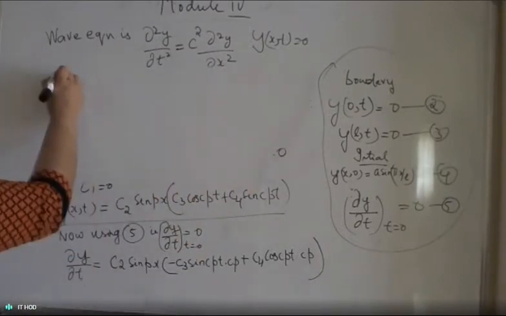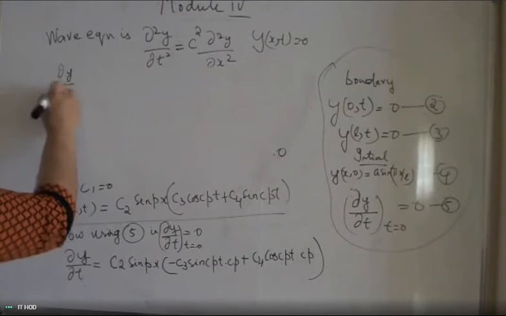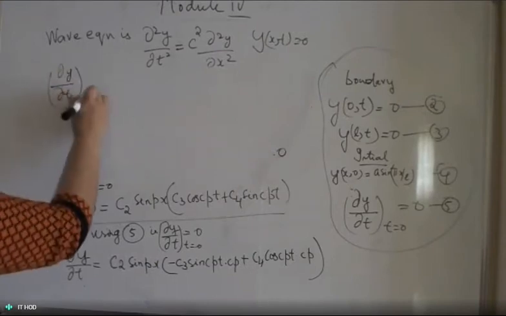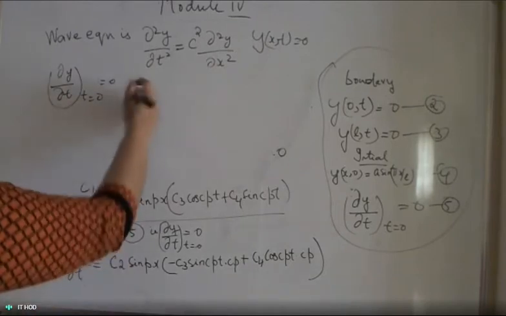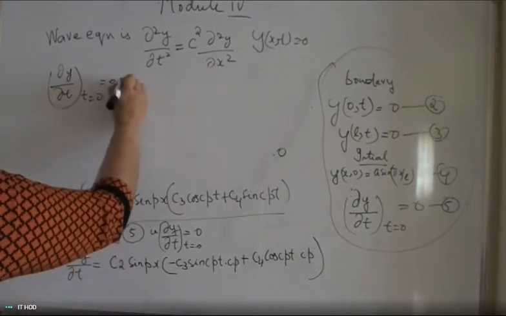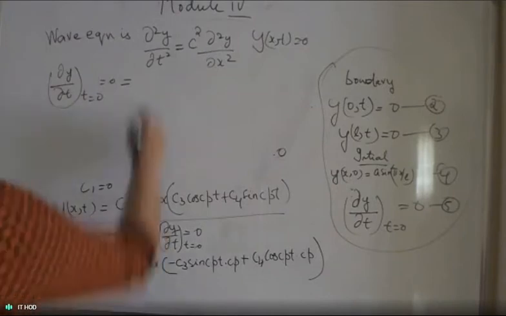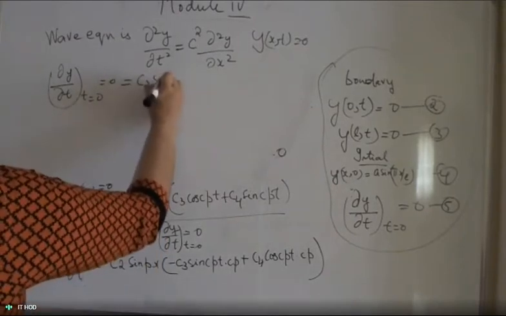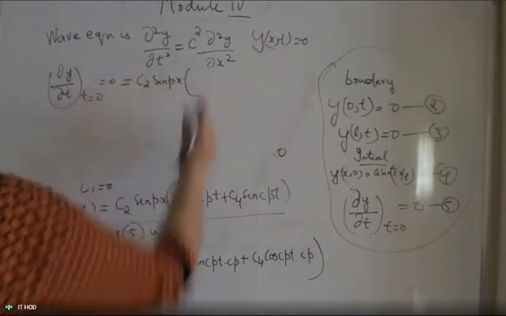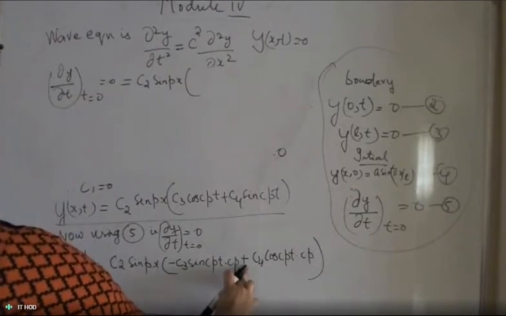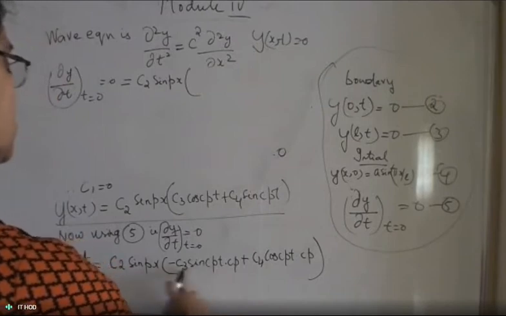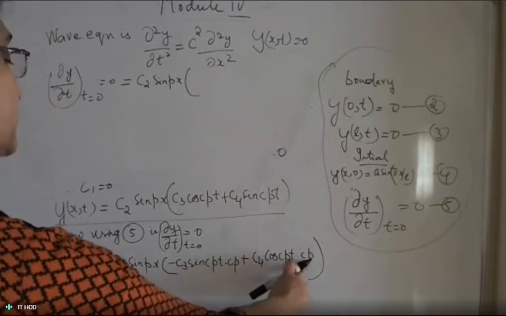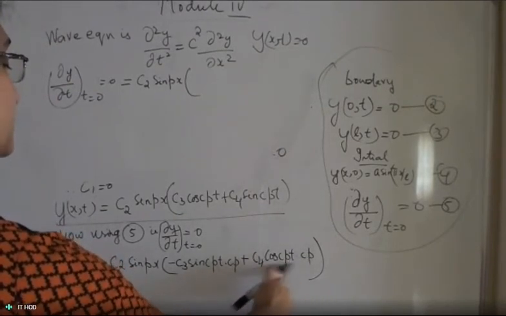So ∂y/∂t at t equal to 0, this is equal to 0, we know that. So I'm going to take it at t equal to 0. So this is equal to C2 sin px into... t equal to 0 means sin 0, which is 0. C4 sin cpt, t equal to 0 means this becomes 1.